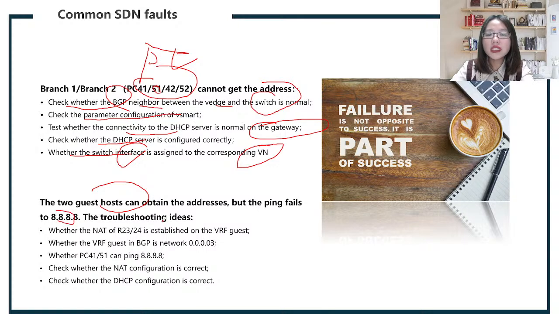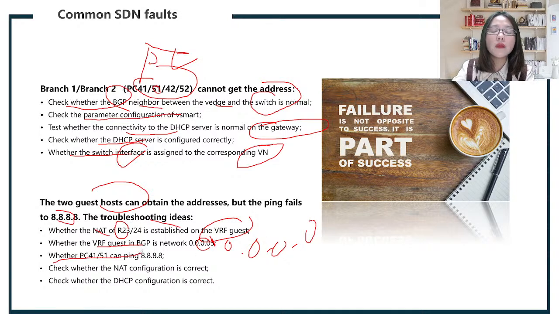And the second failure is that the two guest hosts can obtain the IP address, but the ping to the ISP fails. The troubleshooting idea is, first, we should check whether the NAT of routers 23 and 24 is established on the VRF guest. Second, check whether the VRF guest in BGP is the network subnet or 0.0.0.0. Okay, so check whether hosts 41 and 51 can ping the ISP. Check whether the NAT configuration and DHCP configuration are correct.